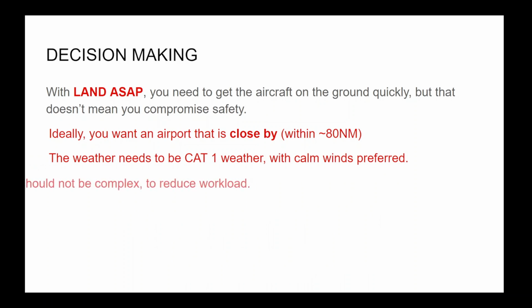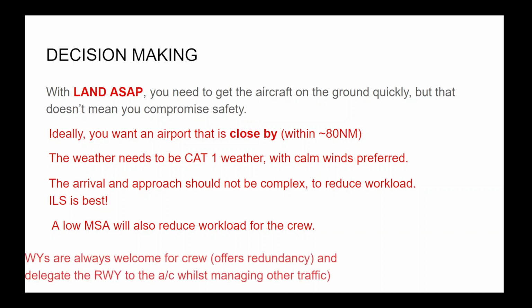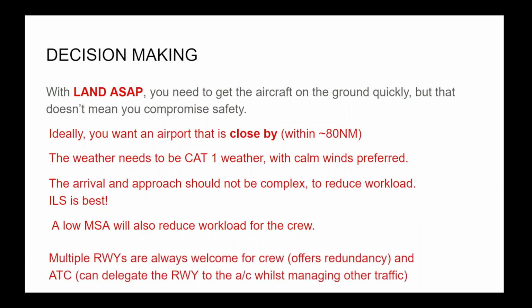The arrival and approach should not be complex. This prevents your workload getting even higher. ILS is best in this situation. A low MSA will also reduce workload for the crew. And multiple runways are always welcome for the crew. This offers them redundancy should one become blocked, and also ATC can delegate the runway solely for the aircraft, whilst also still managing other traffic.